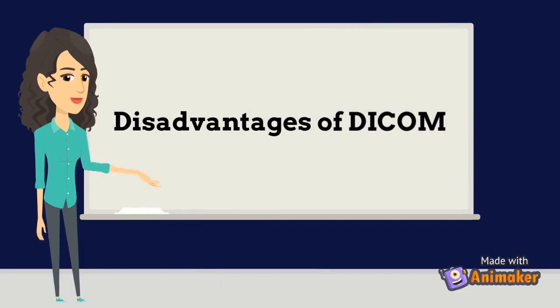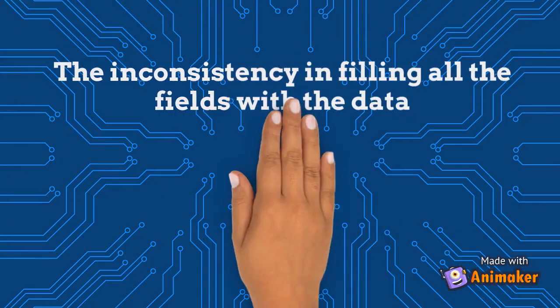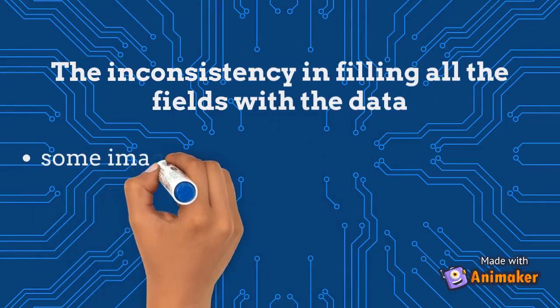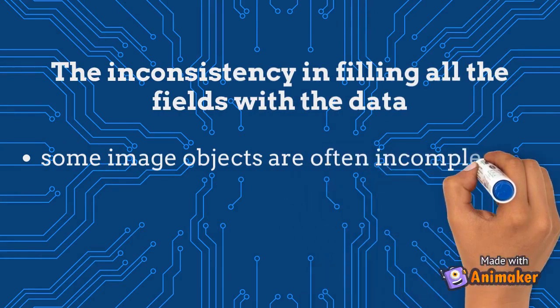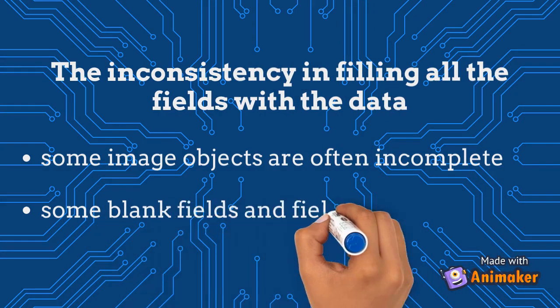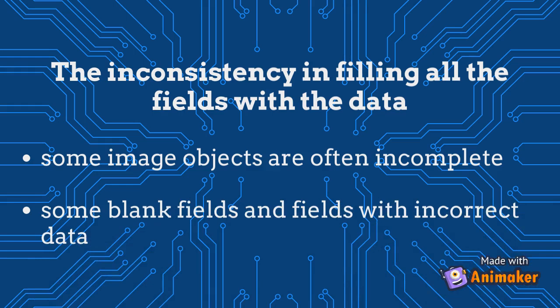Next, I'm going to explain about the disadvantages of Digital Imaging and Communications in Medicine. One of the main disadvantages of DICOM is the inconsistency in filling all the fields with data. In other words, some image objects are often incomplete because of some blank fields and fields with incorrect data.